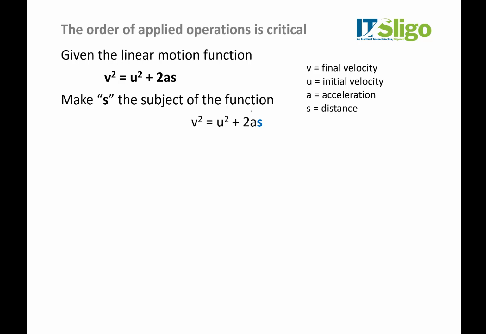And it's very similar to the last one. Don't worry about the squares. It actually just moves all in one go. We want to get rid of plus u squared. So it's the plus we're undoing, not the squared.